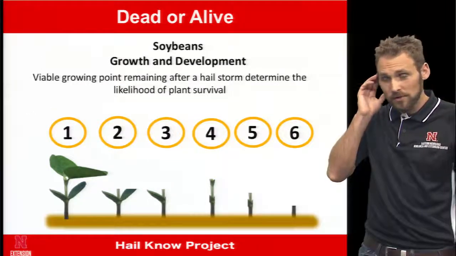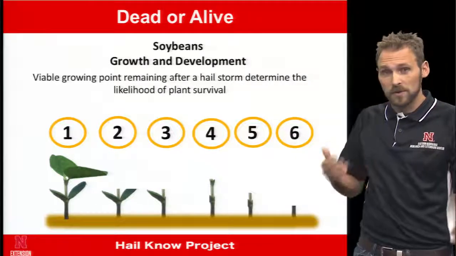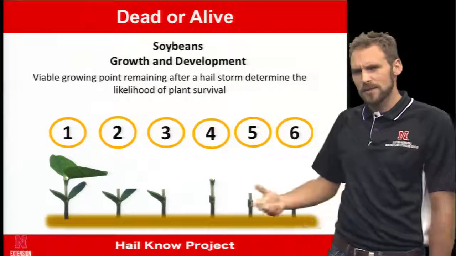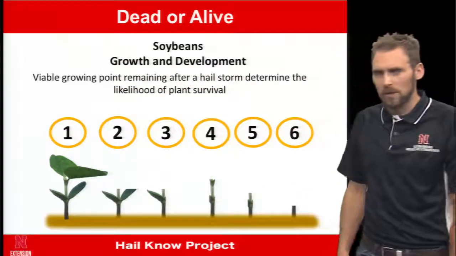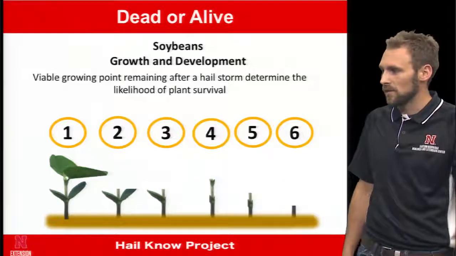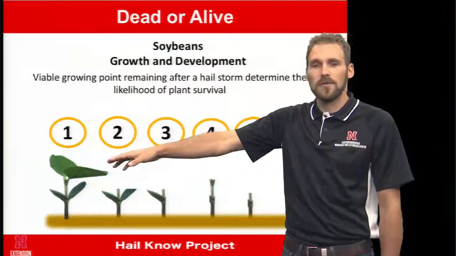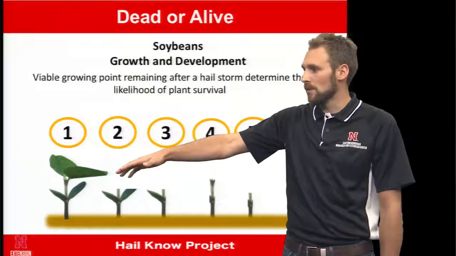Okay, so one of the most critical things is determining whether or not a plant is dead or alive. Often growers want to do this quickly, and there is a way to do that if you need to, but it really requires an extreme amount of damage, and this slide will illustrate that for you. So obviously, dead or alive, plant 1 is alive. That's an undamaged soybean plant.